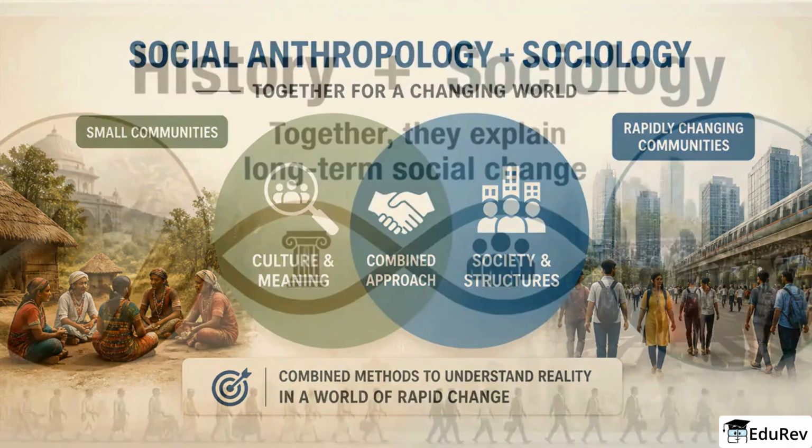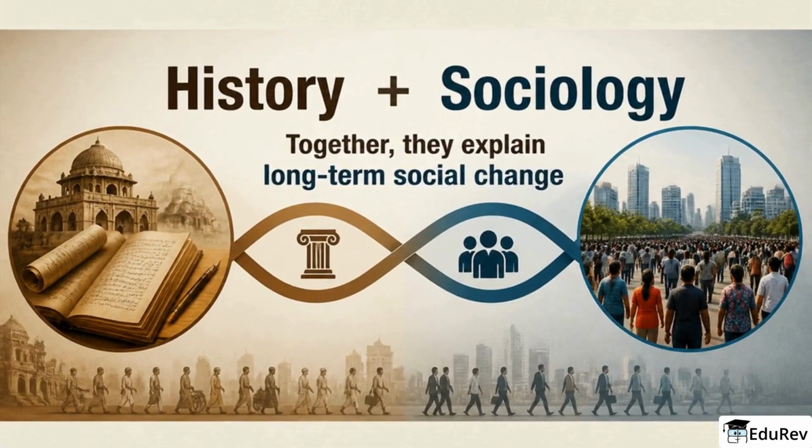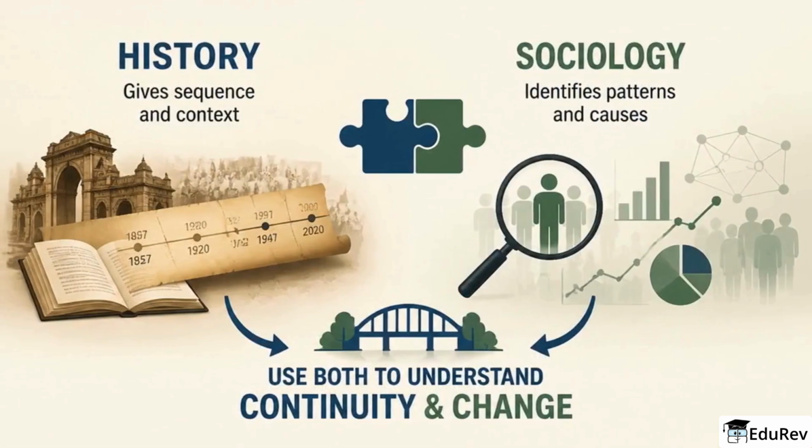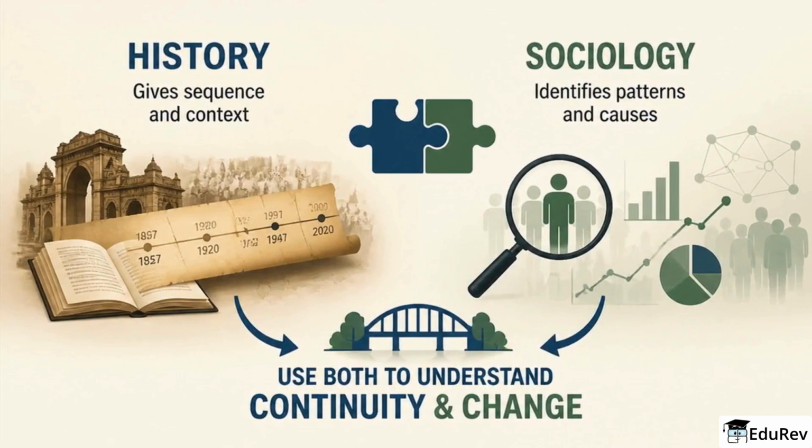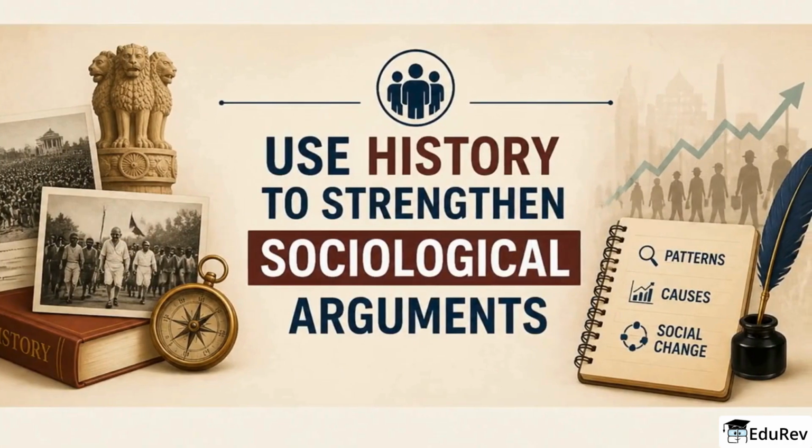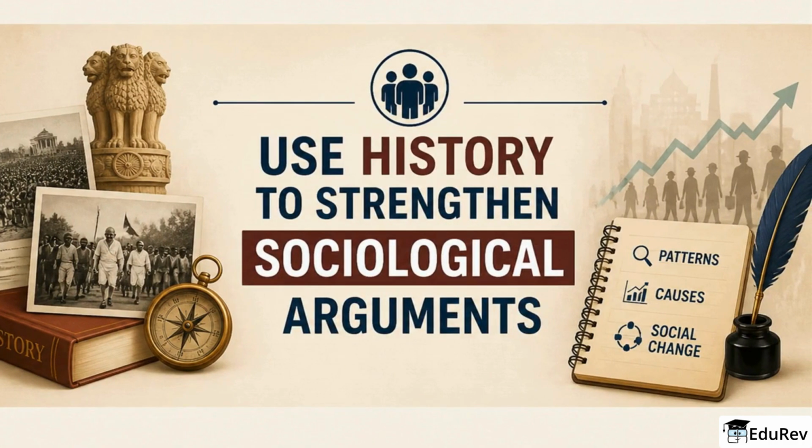combined methods. History and sociology form a powerful pair for understanding long-term social change, a connection that often appears in topics on reform, migration, or institutional evolution. History gives the sequence and context, while sociology identifies patterns and causes. So use both to build arguments about continuity and change. Cite historical examples to strengthen sociological generalizations in mains answers or essays on social transformation.